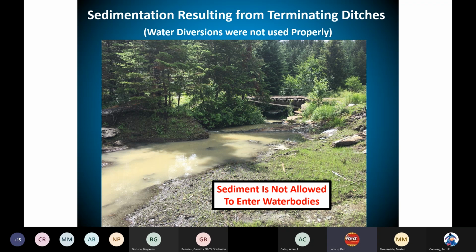What happened here is there were terminating ditches. The ditches for the road went right into the water body and were pumping sediment into the water body. So in this case, a significant violation, significant impact on the resource. The ditch water should have been turned out outside of the filter strip.